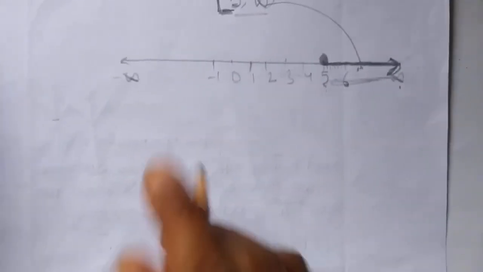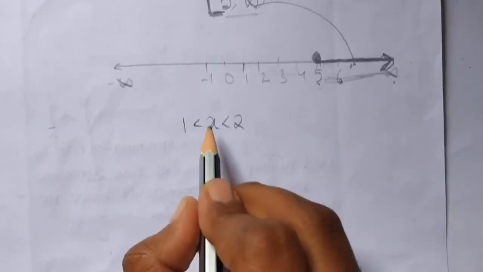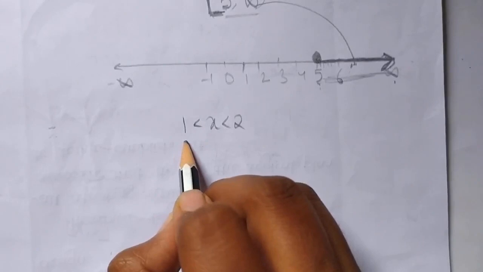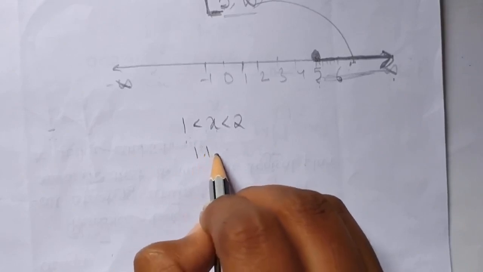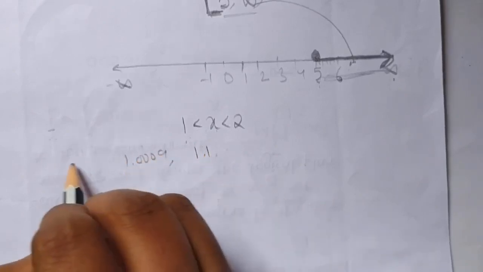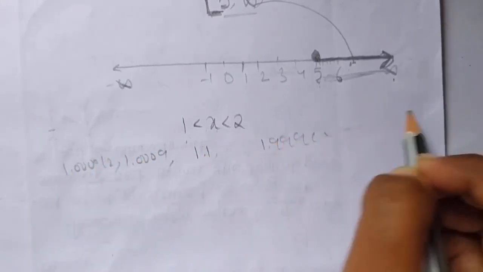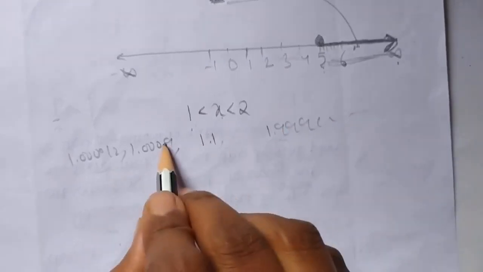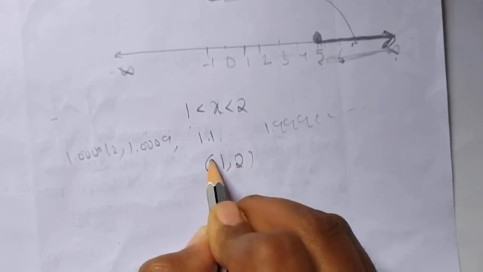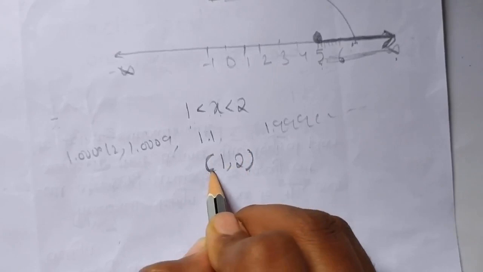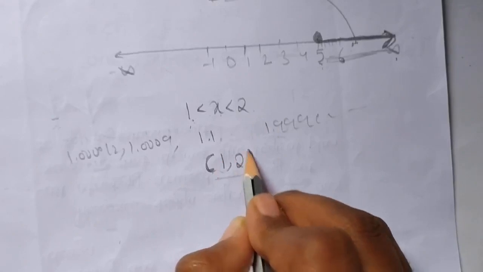Similarly, if I have another example, x lying in between 1 to 2, then it takes all the real values greater than 1, less than 2, that is 1.1 or 1.009, 1.00012 and so on up to 1.99999, less than 2. So we write the solution set for this inequality as (1, 2), open bracket, comma, bracket, not including 1 and 2. It contains all the real numbers which are greater than 1 and less than 2.